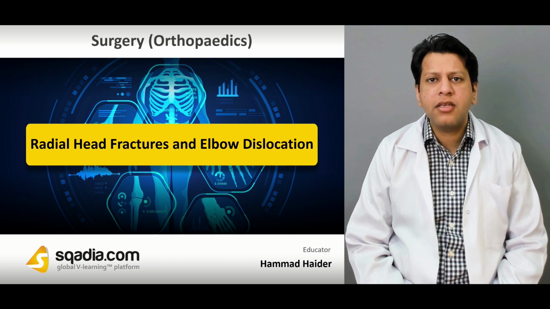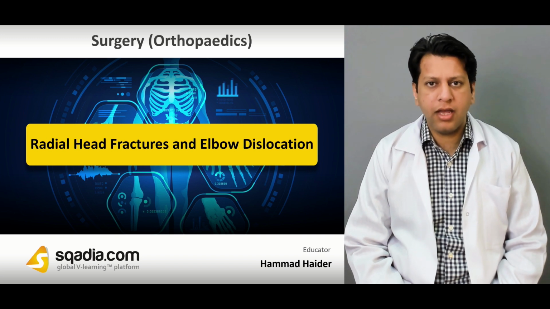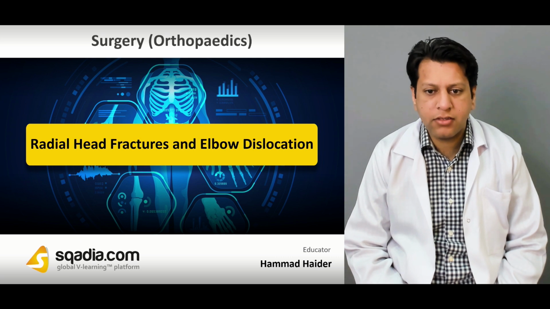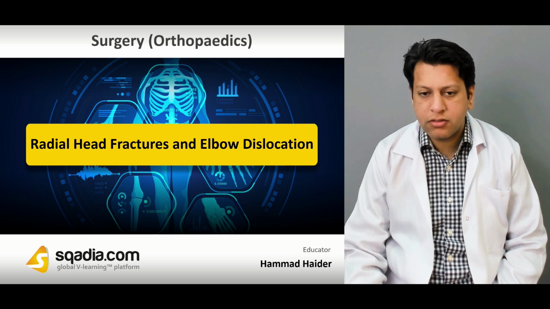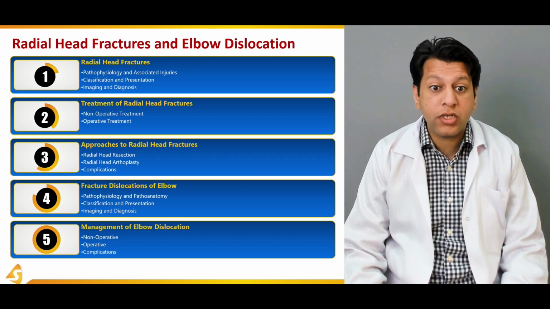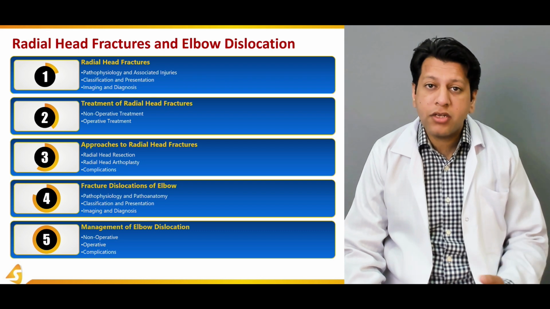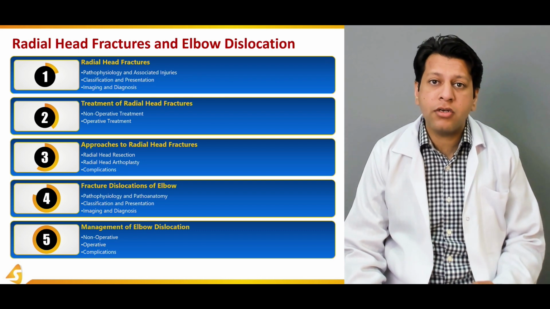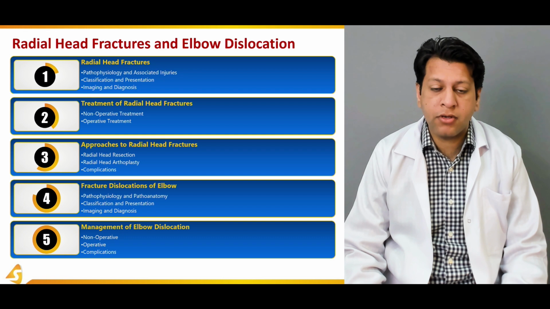Today we'll be discussing mainly the pathologies around the elbow, that is the radial head fractures and elbow dislocations. In the first section we'll be discussing the radial head fractures, their pathophysiology, associated injuries, classification and how they present usually in the emergency clinics.